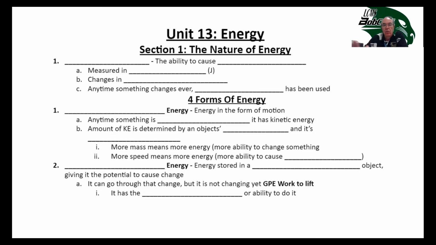So in order for work to happen, energy had to be transferred from the object doing the work to the object upon which the work was done. Okay, so our definition of energy in this unit: energy is the ability to cause change or to do work, which, as I said, is a continuation of the last unit.